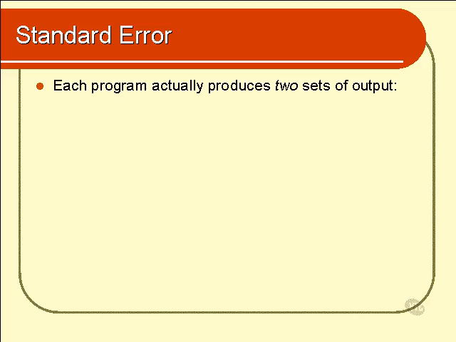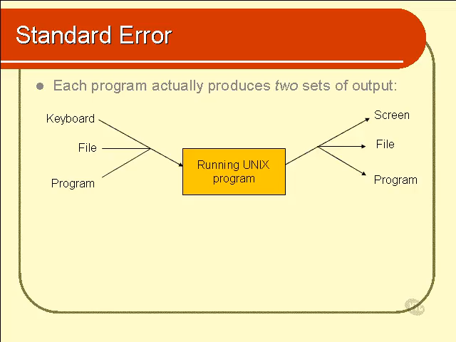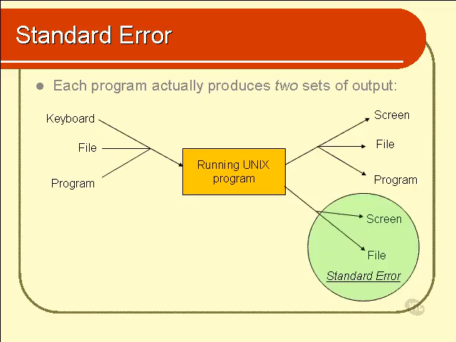Let's have a look at a diagram that illustrates this. There's the diagram that we saw before: standard input on the left and standard output on the right. Well, now we add another one. It can't be redirected to a separate program, but it can go to either the screen or a file. It goes to the screen by default, and that is collectively known as standard error. Let's have a look at that now.